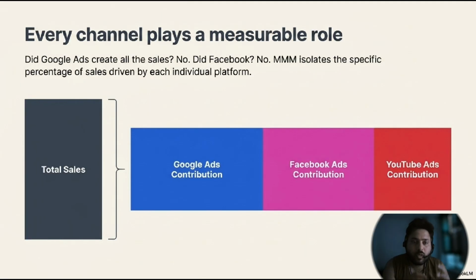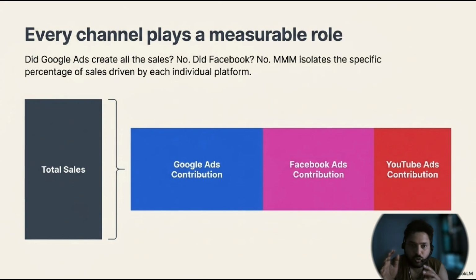MMM helps separate total sales into estimated contributions. For example, some sales may be associated with Google ads, some with Facebook ads, and some with YouTube ads. The important idea is that one platform usually doesn't create every sale by itself. Each channel may play a different role. Google ads may capture customers who are already searching, Facebook may create consideration, and YouTube may create awareness. MMM estimates the incremental contribution of each of those activities based on the patterns in the historical data.